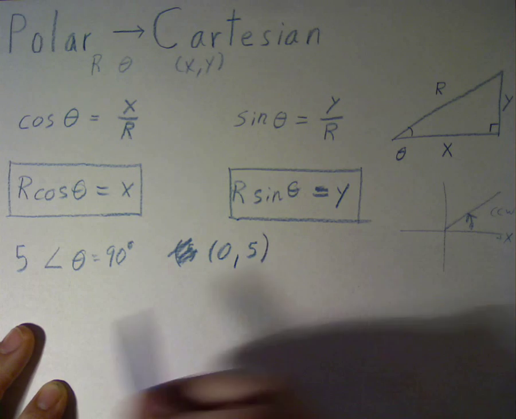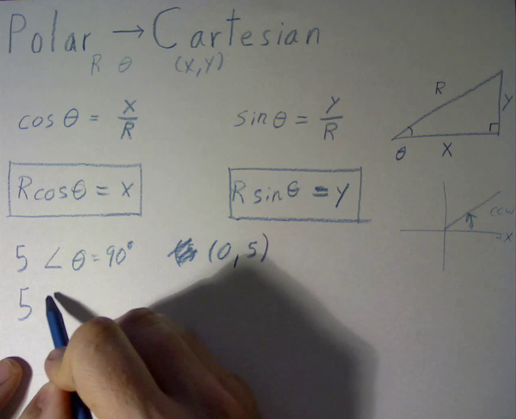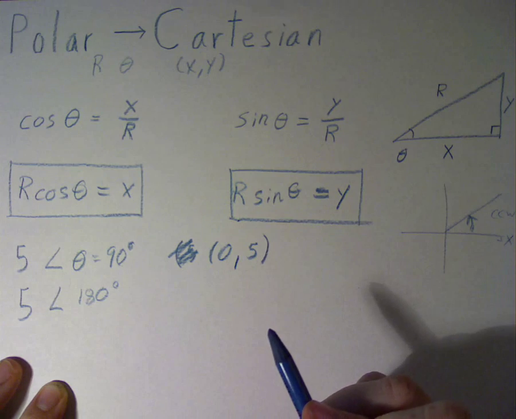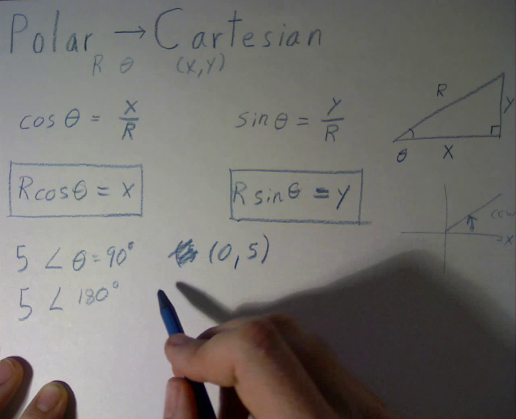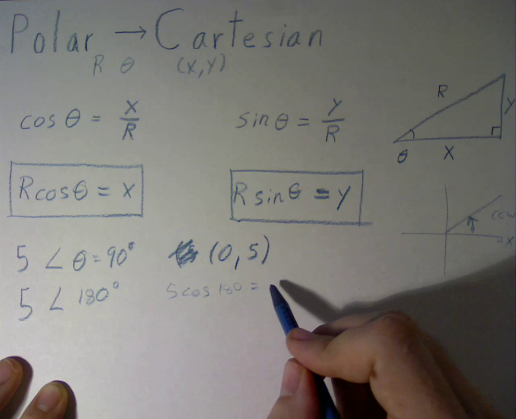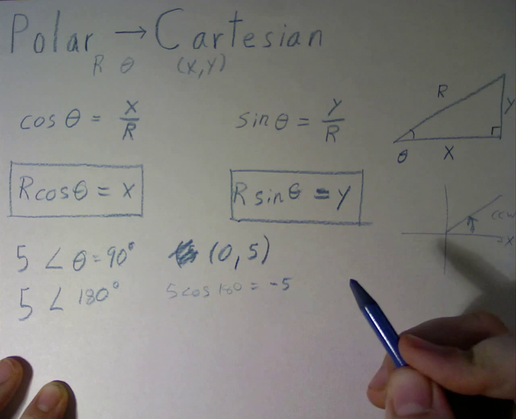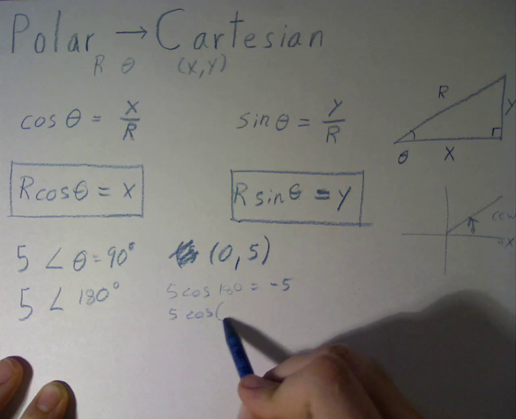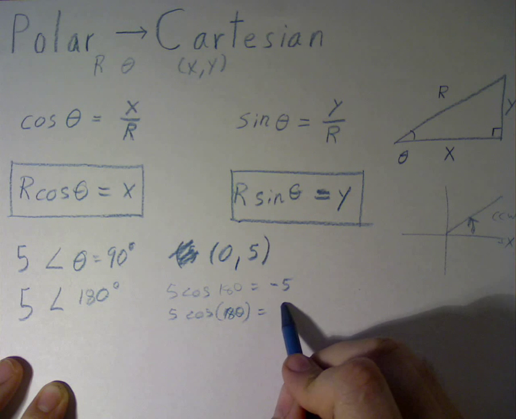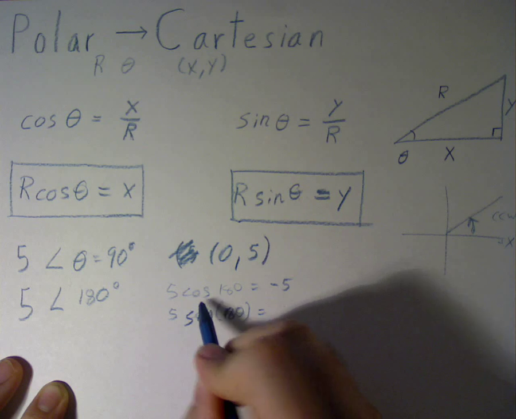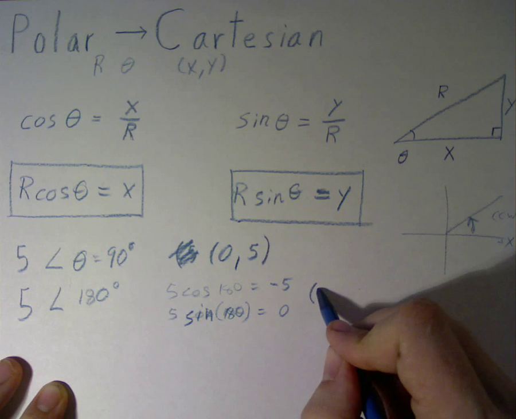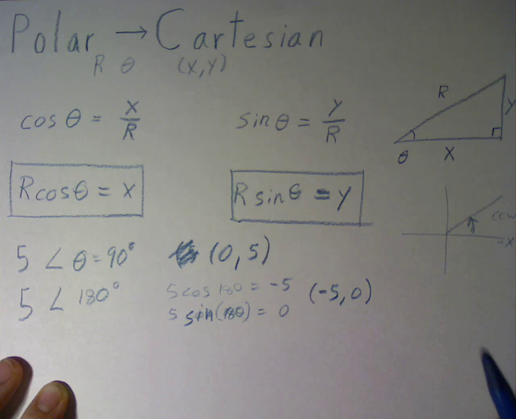Likewise, if we take 5 at an angle of 180 degrees, we plug it into the same formula, we get 5 cosine 180 gives us negative 5. 5 sine of 180 gives me 0. So I can write the coordinate as negative 5, 0.